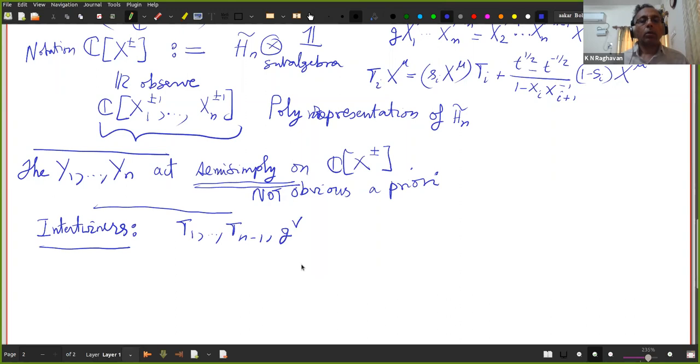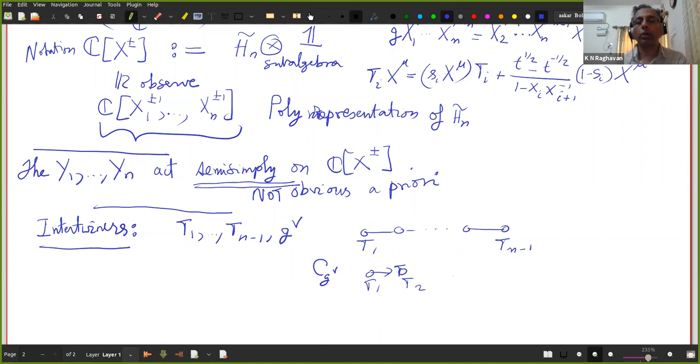So for example, there are these... the braid relations hold. So we can make sense of, and a CG check, let me also write CG check. Will take T1 to T2, T2, etc. So this goes like this.